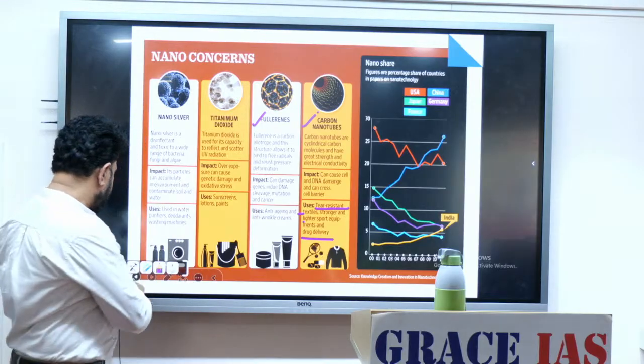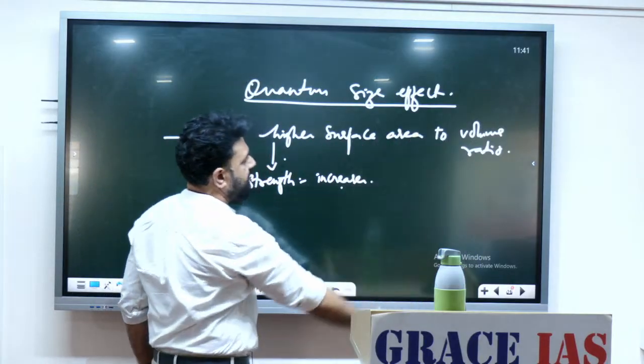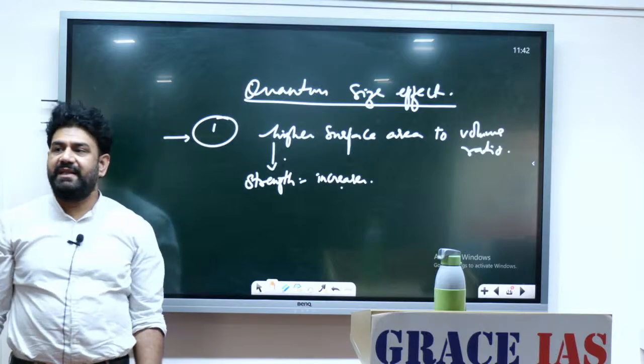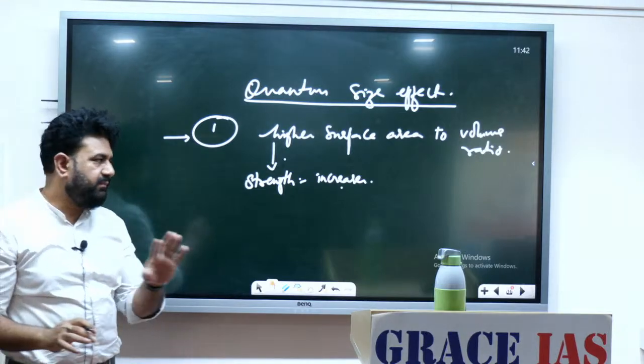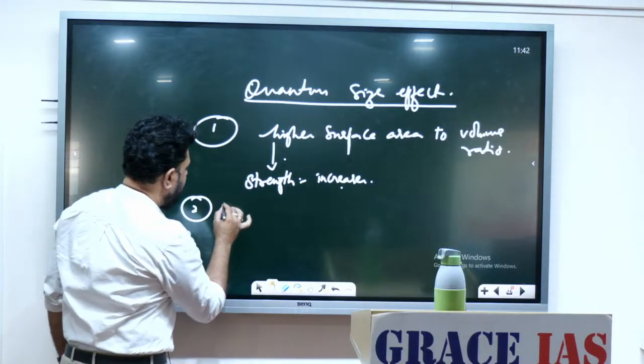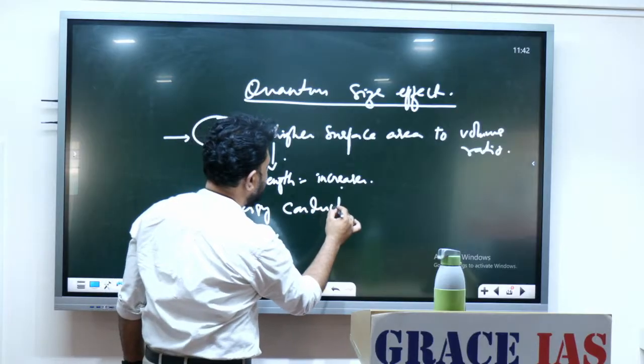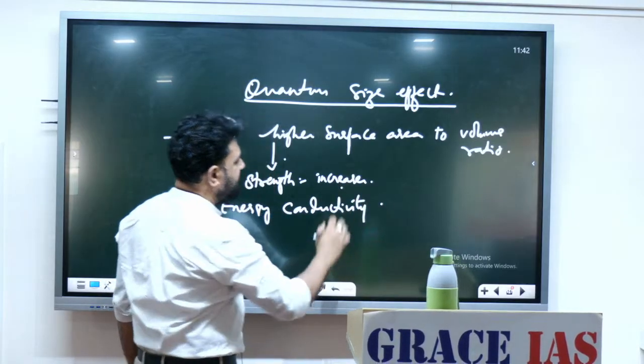So, they have this property, as we are talking about it. Higher surface area to volume ratio increases its strength. That is one aspect here. Second aspect is its energy conductivity. Please understand this. Its energy conductivity.